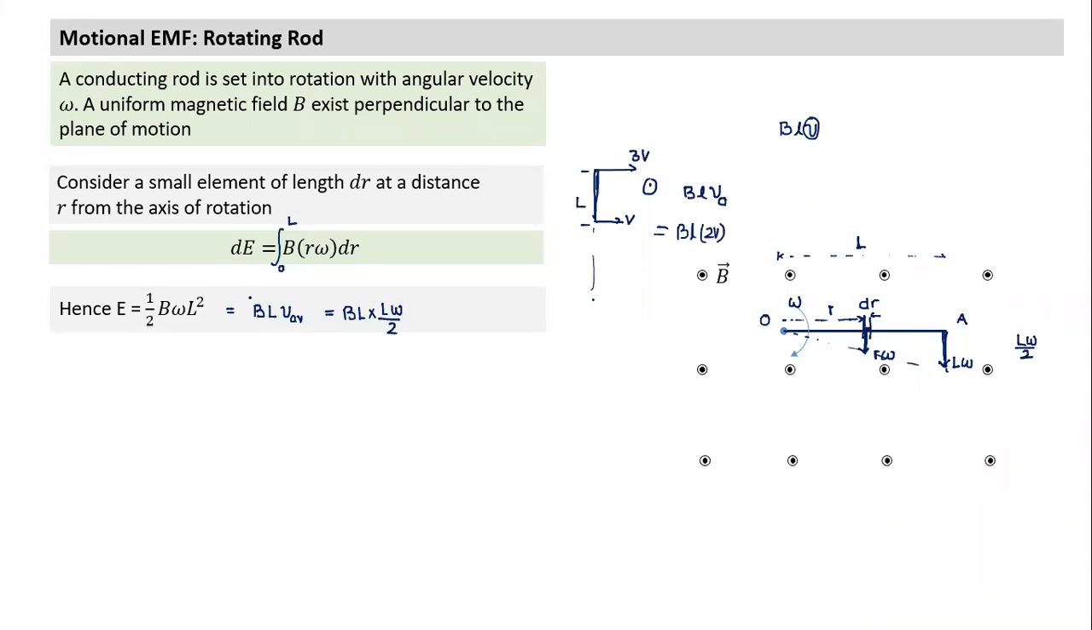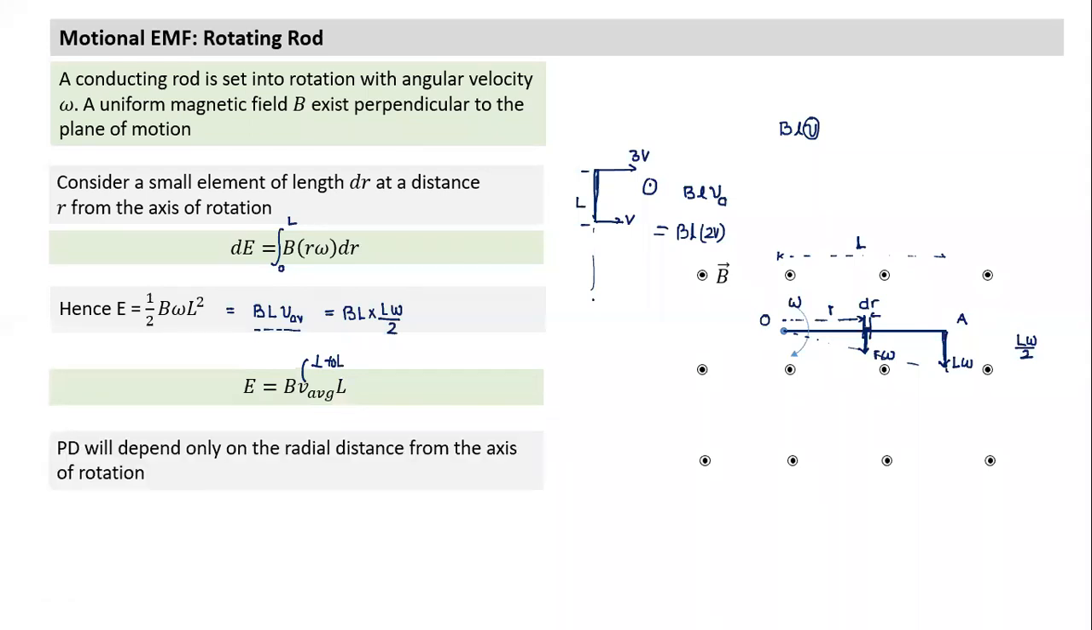So for rotation, rather than using angular velocity, I find this much more convenient, and it is applicable in many cases. It is B into V average into L, where V average is perpendicular to L, of course. So for any velocities that are there, we can take the components.